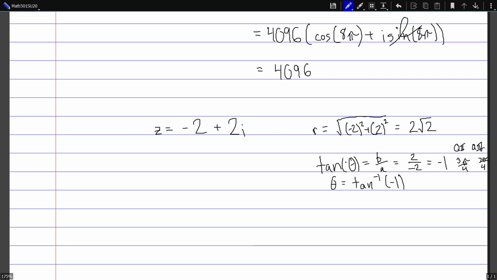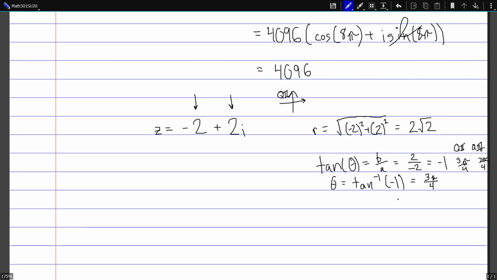Which one do we want? Well, let's go ahead and revisit. We have a negative real and a positive imaginary. Negative real, positive imaginary, we're up in Q2. So in this case, the actual value for theta is going to be 3 pi over 4.